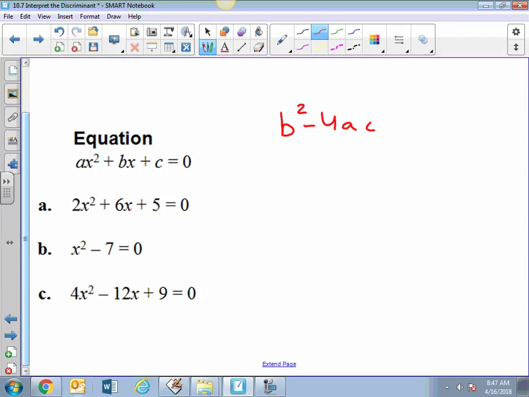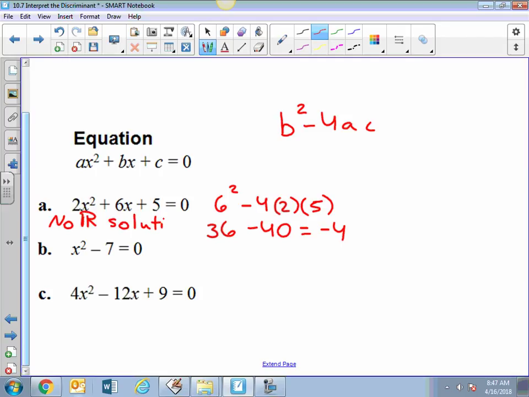B squared here, which is 6, would be 6 squared minus 4a, which is 2, and then c, which is 5. So 6 squared is 36, minus 4ac is 40, which is going to give you a negative 4. So the number of solutions on A would be no real solutions.